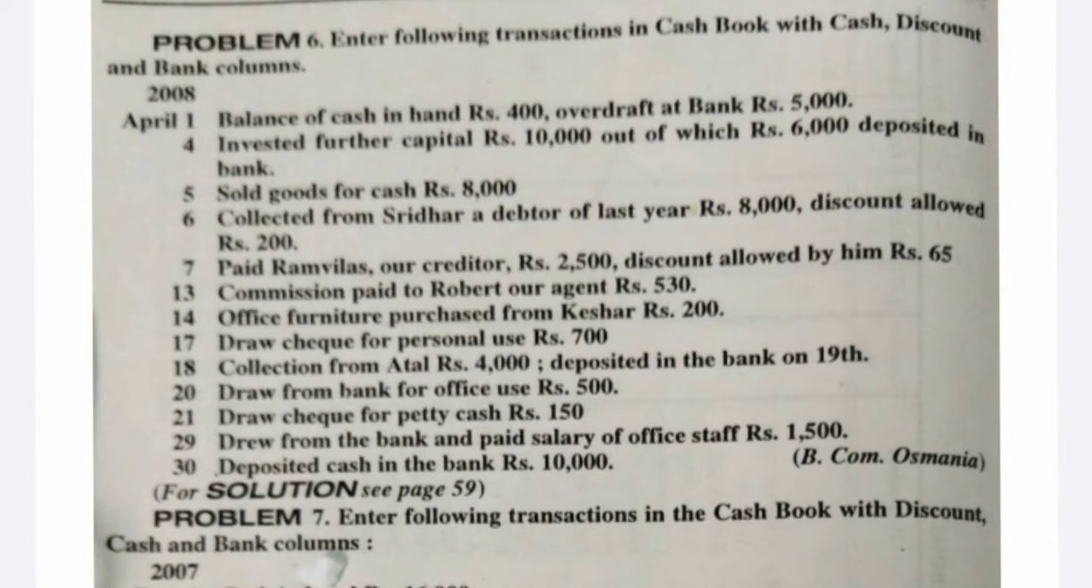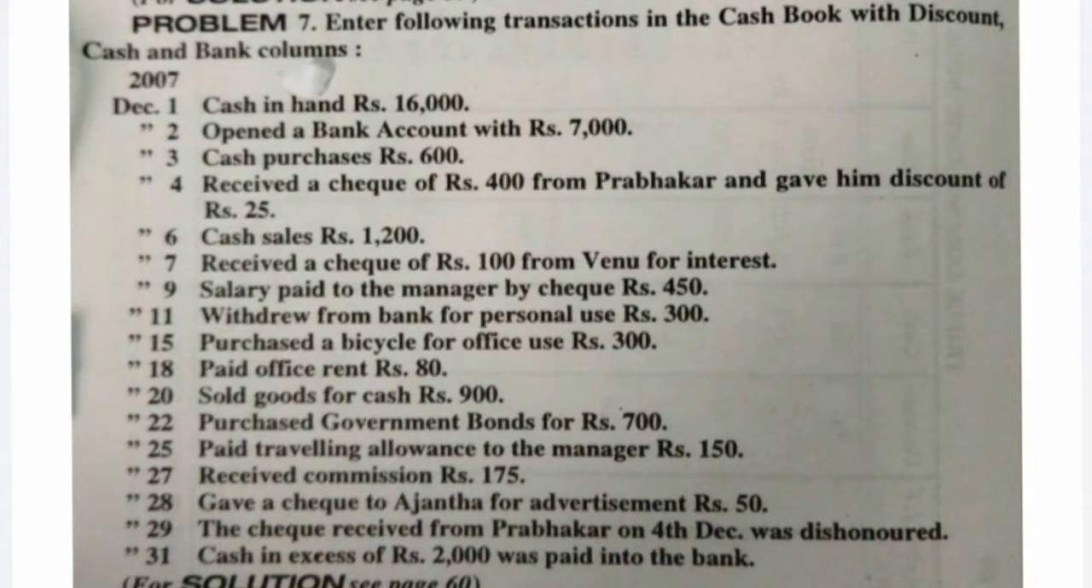So like this you need to record such entries, and you total the discount columns and balance the cash and bank columns. You will get the balancing figure and you need to carry it down. So like this we have finished problem number 6. So let's continue with problem number 7. Problem number 7: enter the following transactions in the cash book with discount, cash and bank columns. So here also they are asking for the three-column cash book for the month of December 2007.